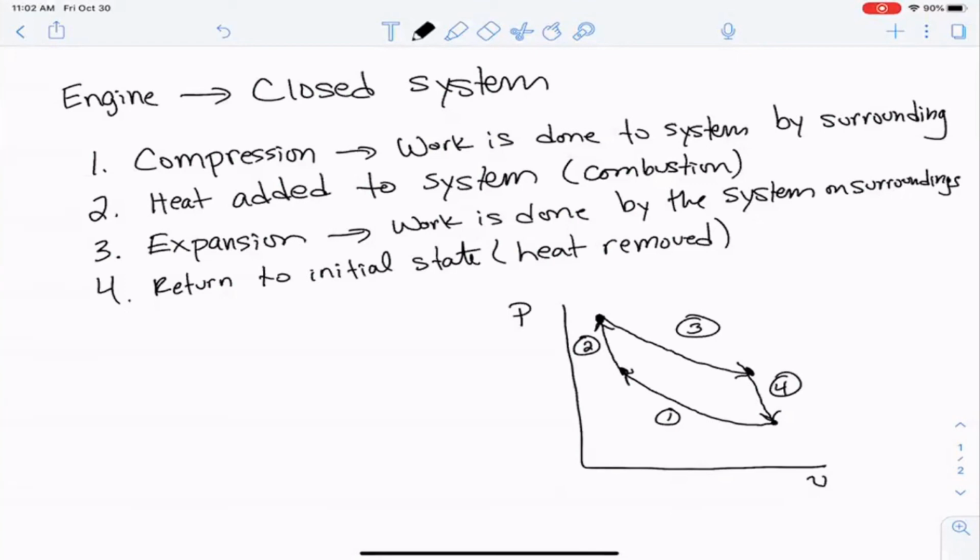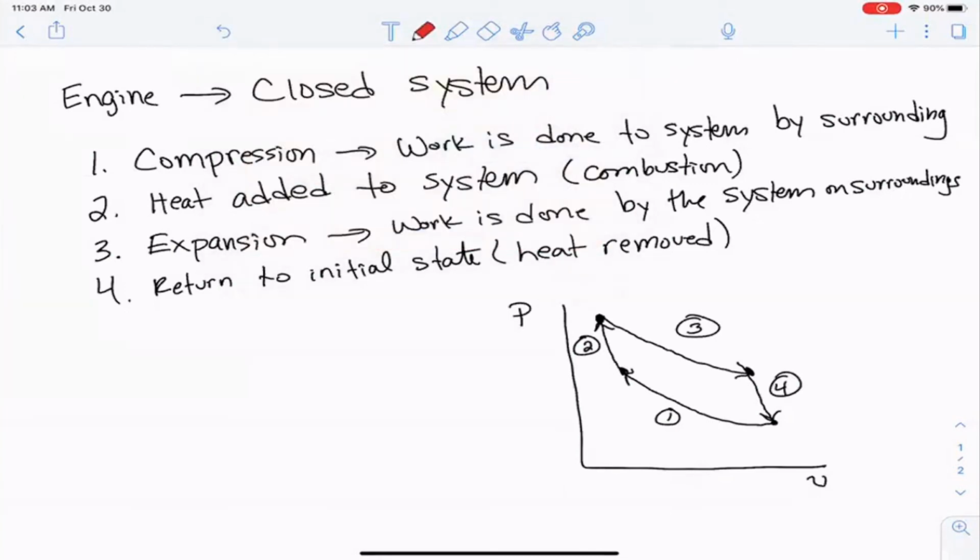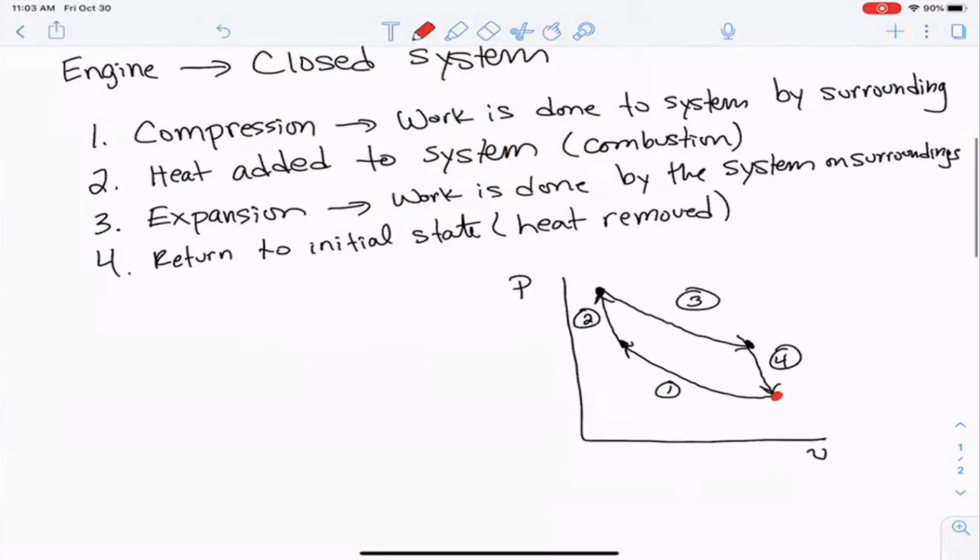So one of the things that I want to make a big deal about, because we're going to do an example where we take advantage of this fact, and we're going to use this a lot in the next couple of weeks, is that at the end of the cycle, you are exactly at the beginning of the cycle. The end of step 4 and the beginning of step 1 are exactly the same.